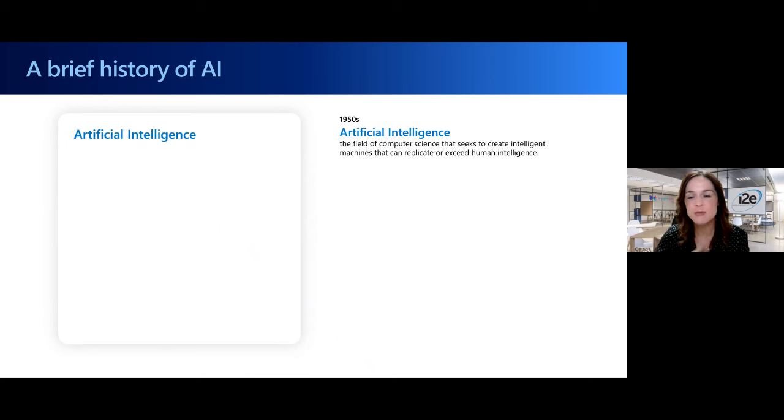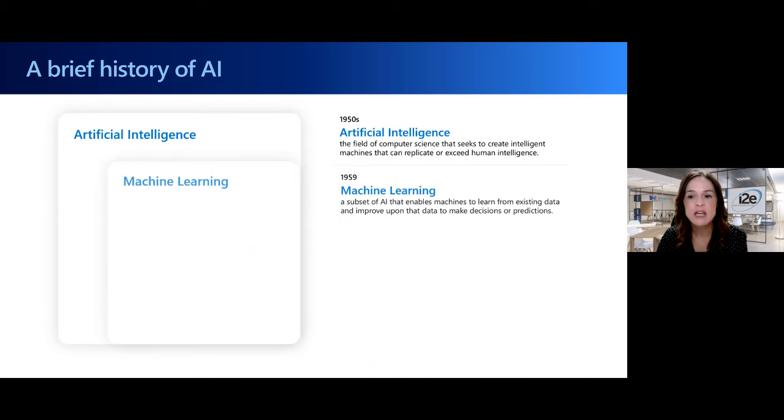We started with this umbrella field of artificial intelligence back in the 1950s, which is for many of us on the call, I'll call it before our time, right? And then it's grown drastically over the past 70 to 80 years into machine learning, which is a subset of AI that enables machines to learn from existing data sets and improve upon that data to make decisions.